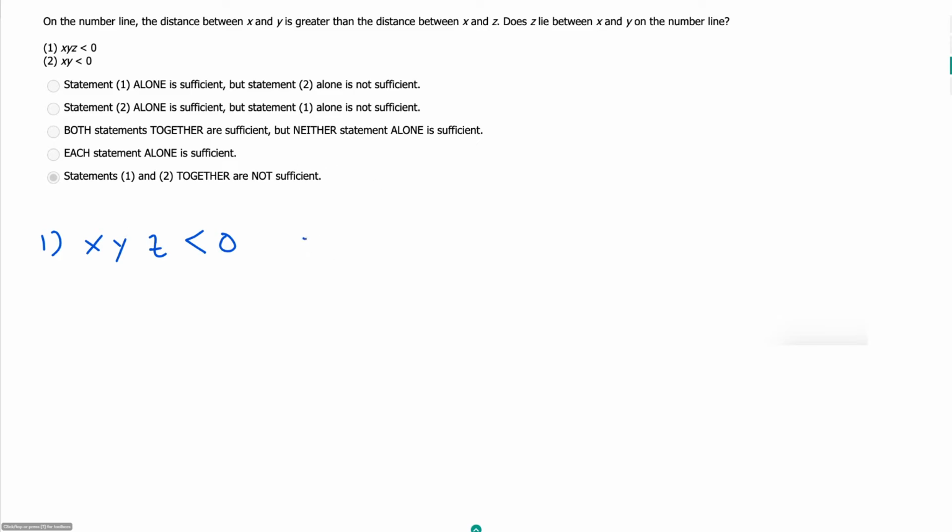So to start, if I just want to draw out an example of what our number line could look like, you can sort of see why these take a while. If I'm trying to prove insufficiency here by testing examples, I'm going to have to draw out a lot of number lines, and that can take a lot of time. So keep that in mind. So x times y times z is less than 0. So how can I position these guys?